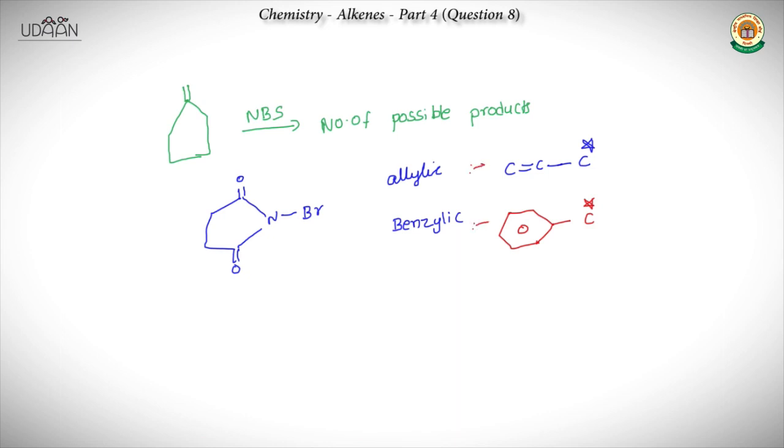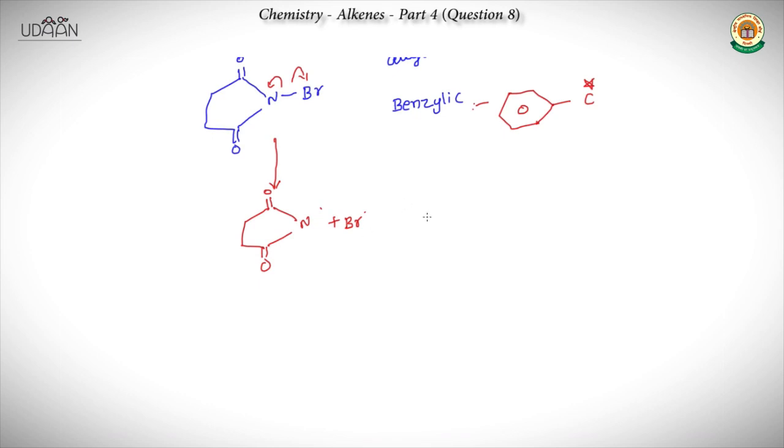Now see the mechanism for it. First, this NBS undergoes homolytic cleavage. It will give you double bond O N radical and Br radical. Now you have got an alkene here, this cycloalkene. The next step includes abstraction of H by this Br radical. So you have three hydrogens basically, this one, this one, and two more here.